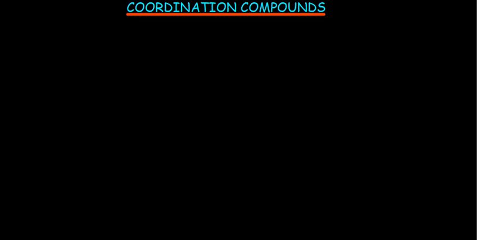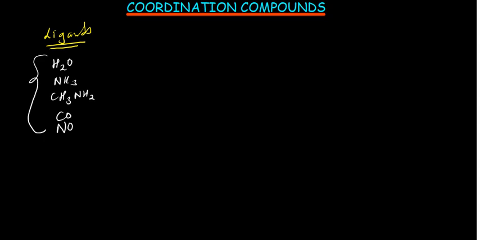Now, we have got different kinds of ligands. There are some ligands which are neutral, others are not neutral, others are charged. So anything that contains a lone pair, we can call a ligand. Some ligands which are neutral, we can talk of water. Water is a neutral molecule. Ammonia. We can talk of methylamine. We can also talk of a carbonyl. We can talk of a nitrosyl. So all these here are ligands which are neutral.